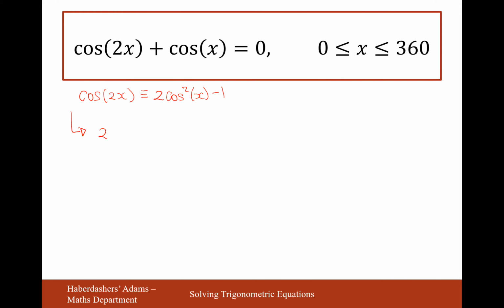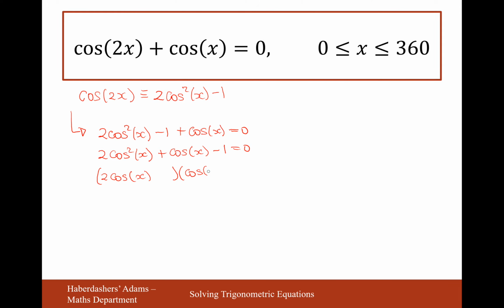So 2 cos squared x minus 1 plus cos x equals 0. Let's just rearrange that so it looks a bit more like a quadratic. So I'll put the cos first and then the minus 1 next. Next thing I'll do is I'll do a bit of factorising, so it'd be 2 cos x and cos x. And then I need to think what will go at the ends of these brackets. I think it would be plus 1 here and minus 1 up here.